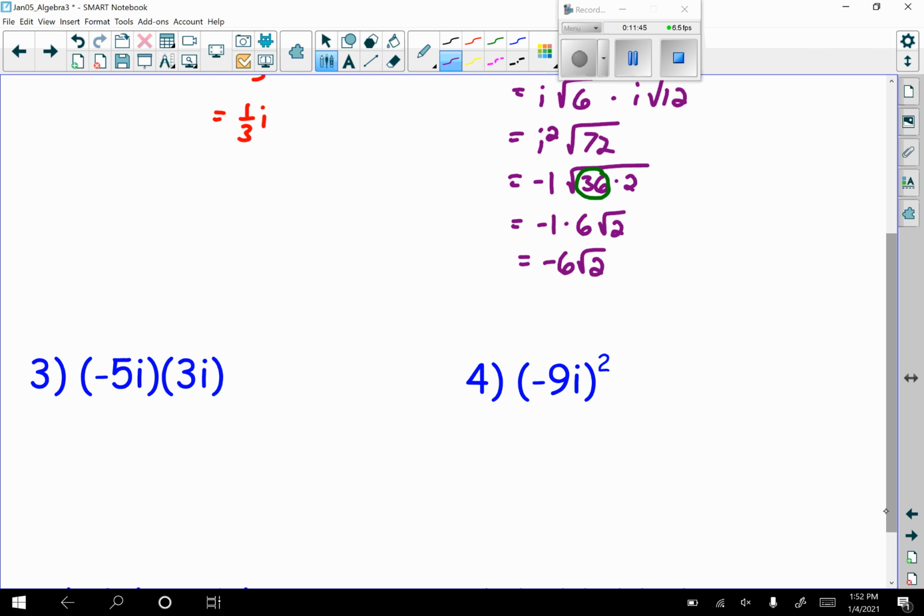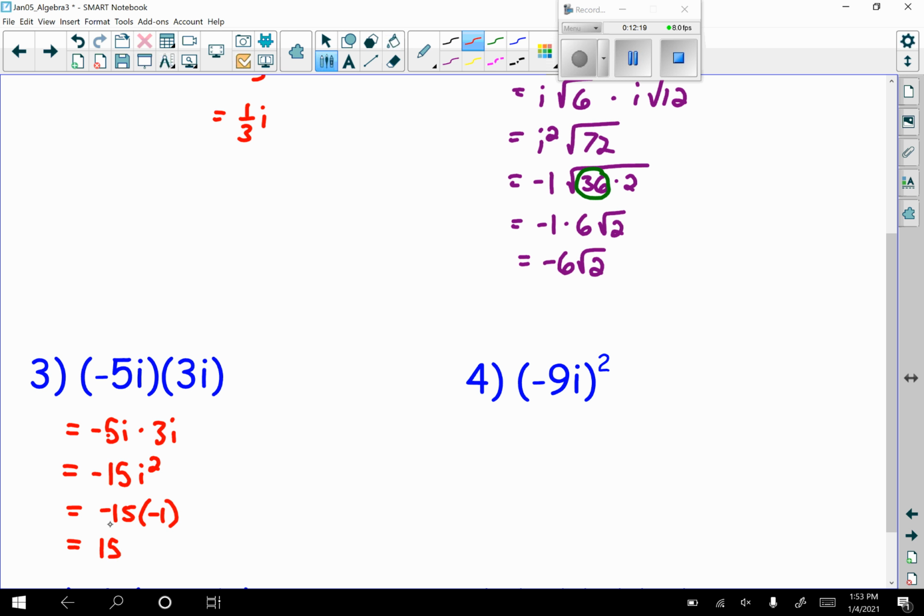If you wish to pause the video, try 3 and 4 on your own, or you can continue playing. So 3, we have -5i times 3i. Looking at it without the parentheses, I can multiply the -5 times the 3 to give me -15, and then i squared. Now again, we know that i squared is -1, so we get -15 times -1. Because i squared is always -1, anytime we multiply a number by i squared, it's going to turn to its opposite. So this will just give us 15.